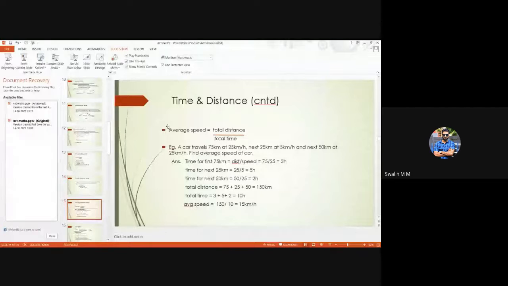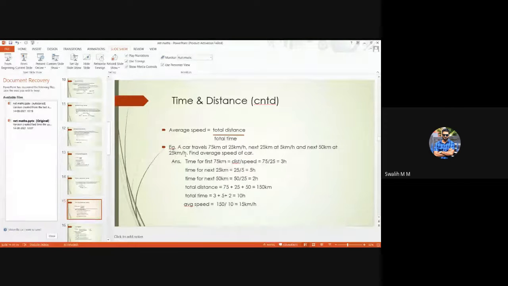Now another concept here is average speed. Average speed, you need to know this thing. Average speed would be total distance by total time. I'll give you the question, then you will know the type of question average speed is. A car travels 75 km at 25 km per hour, next 25 km at 5 km per hour, and next 50 km at 25 km per hour.